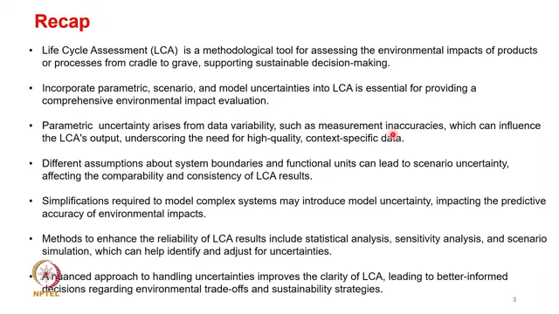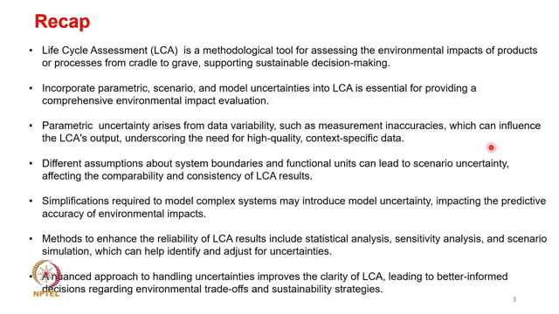So let's recap what we have done in the last couple of classes, where we started with the concept of sustainability. We talked about the life cycle assessment tool as a methodology for assessing the environmental impact of products or processes from cradle to grave, which is in turn helpful for sustainable decision making. And we have seen how to incorporate uncertainties into the model. There are 3 types of uncertainty: parametric uncertainty, scenario uncertainty, and model uncertainty.